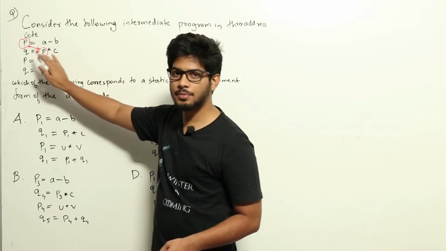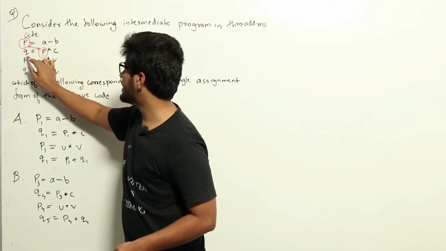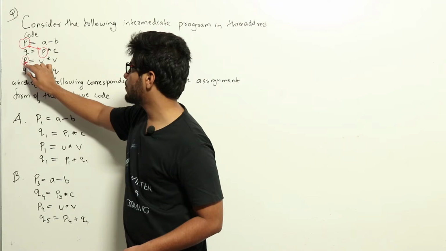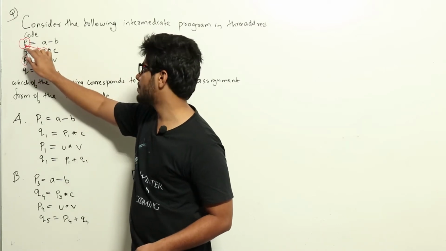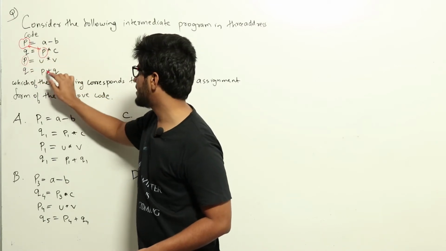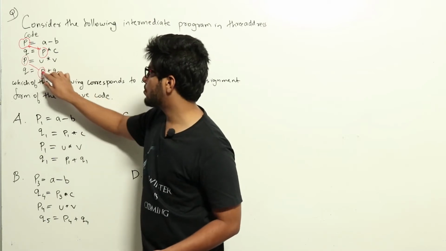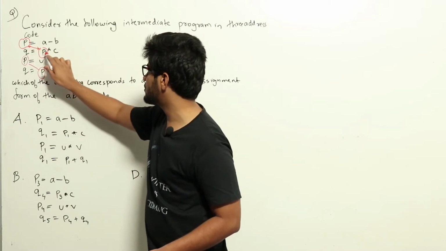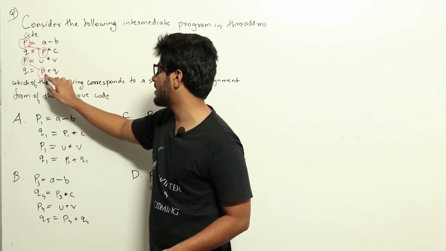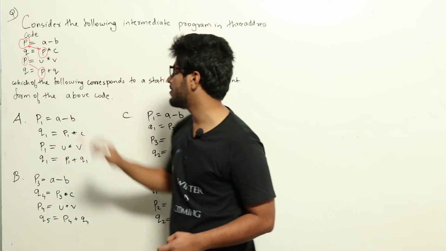After that, P is being assigned a new value here, meaning that this should be a new name. It shouldn't be the same name as this one, it should be a new name. After that, P is used here, meaning that these two should have the same name. So this P and this P should have the same name, this P and this P should have the same name, this P and this P should be different.